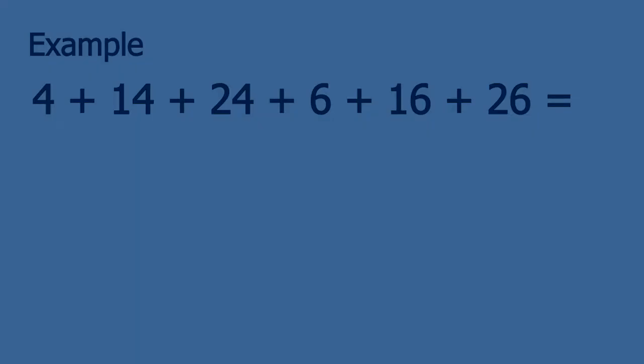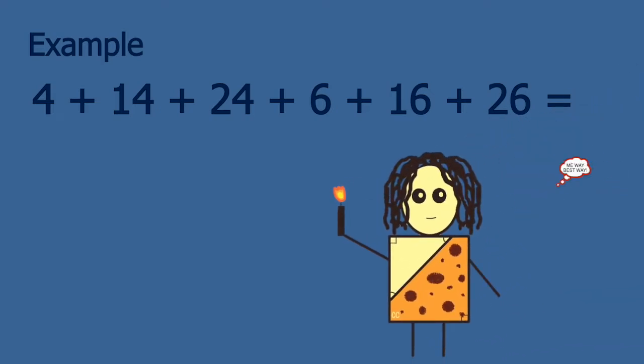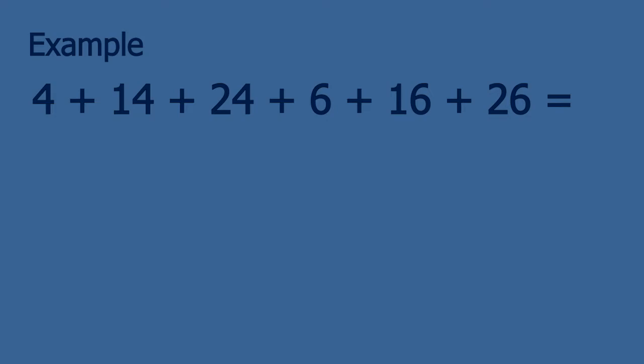Let's look at this particular problem. You have 4 plus 14 plus 24 plus 6 plus 16 plus 26. Now you could just add it from left to right and there's no problem with that. You know what? Let's take 5 seconds to do that. Got it? Good. If not, that's okay, because for all of us, we just basically wasted 5 seconds doing it the caveman way. Some people like to call it the brute force method.